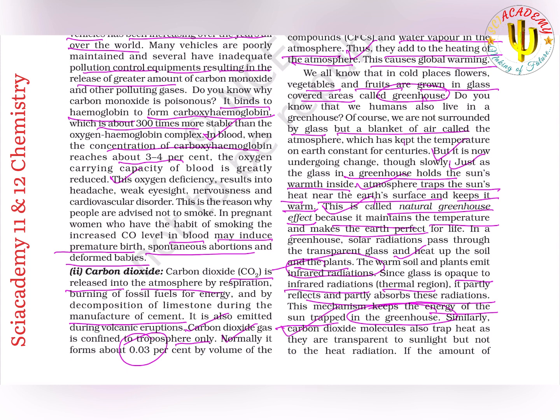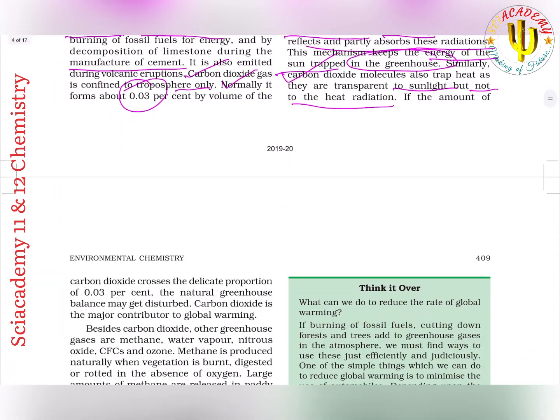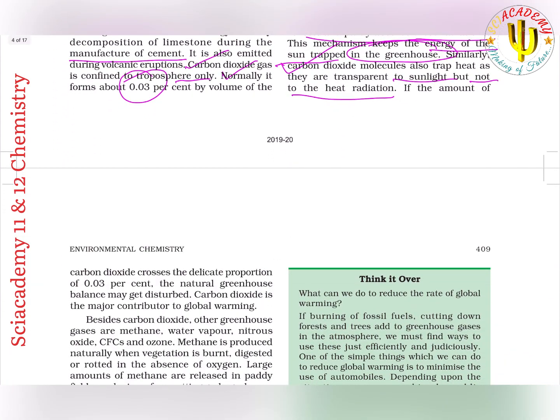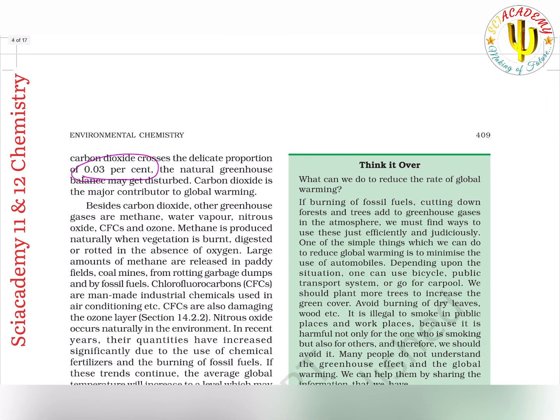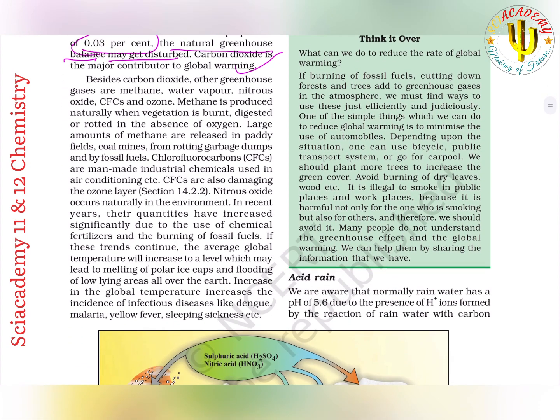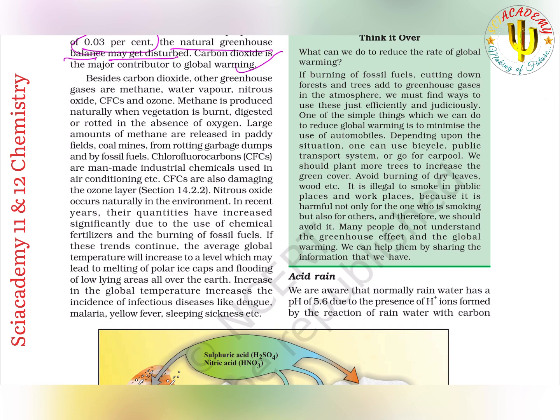Similarly, carbon dioxide molecules also trap heat, as they are transparent to sunlight but not to the heat radiation that falls in the infrared region. If the amount of carbon dioxide crosses the delicate proportion of 0.03%, the natural greenhouse balance may get disturbed. Carbon dioxide is the major contributor to global warming. Besides carbon dioxide, other greenhouse gases are methane, water vapor, nitrous oxide, CFCs, and ozone.